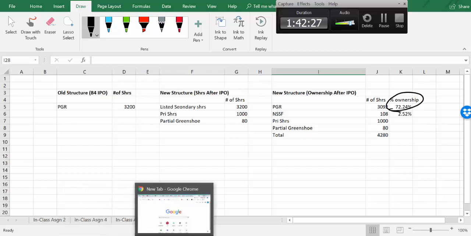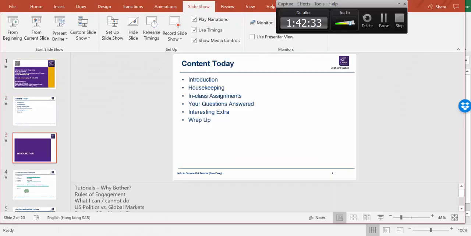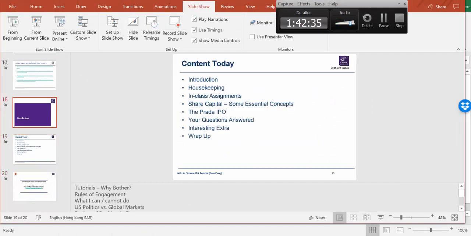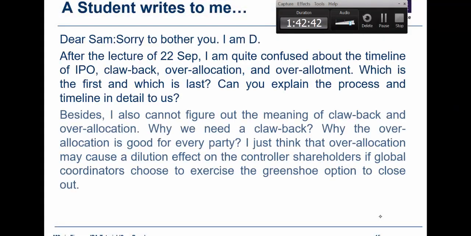I can't teach you to play the piano, but there was one last part to that question, which was quite meaningful, and I nearly forgot. Okay, so besides, I cannot figure out the meaning of clawback and over allocation. I hope you are better now, okay?